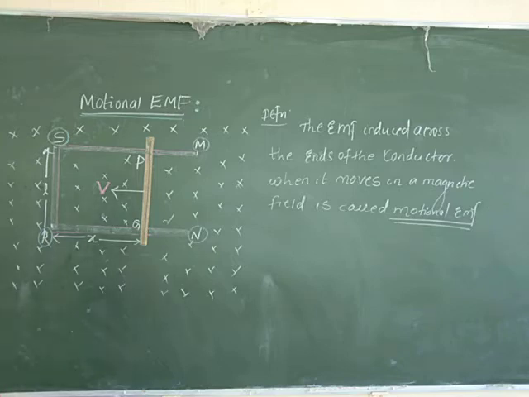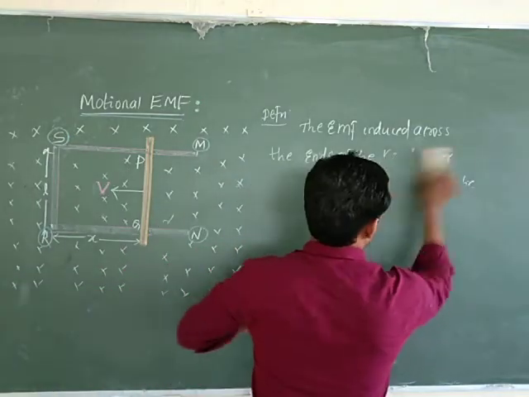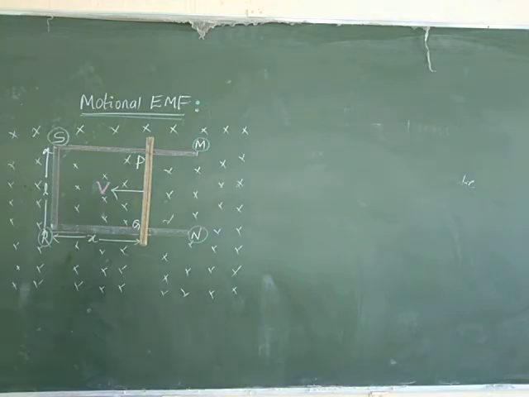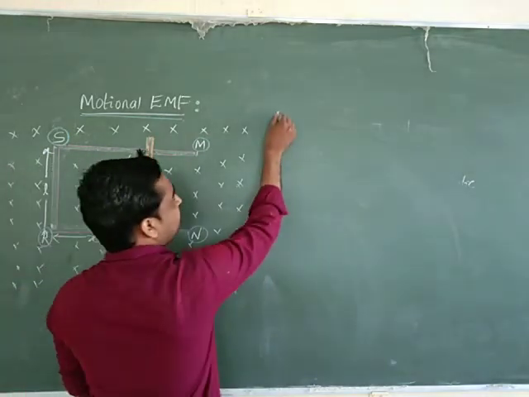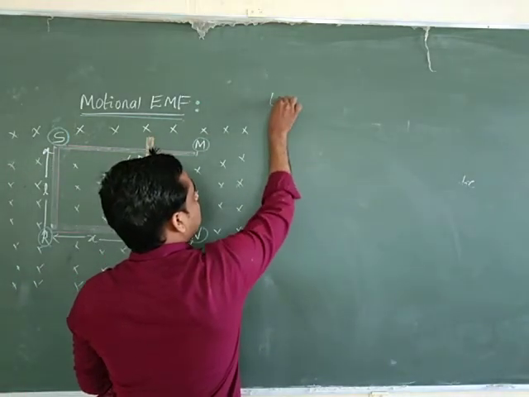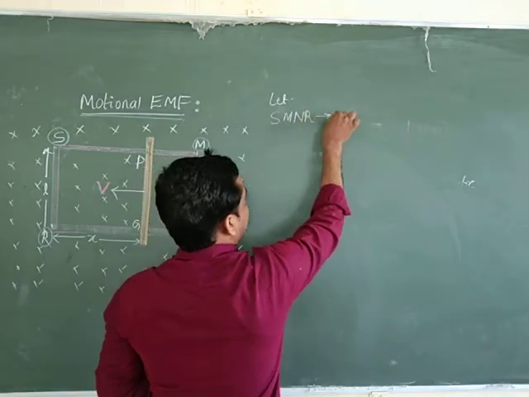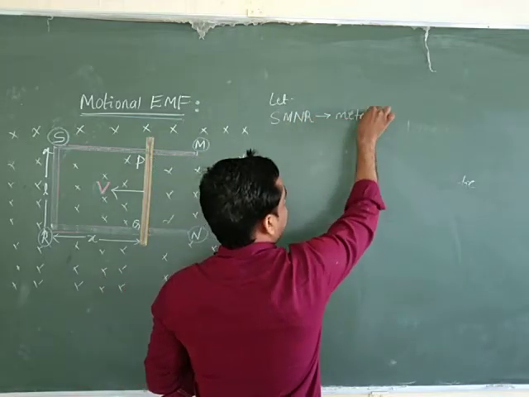Now let us derive the expression for the motional EMF. So from the figure we have to derive it. Expression for the motional EMF here. So let us consider SMNR. SMNR is a metallic frame here.